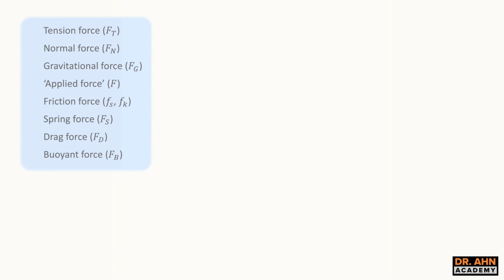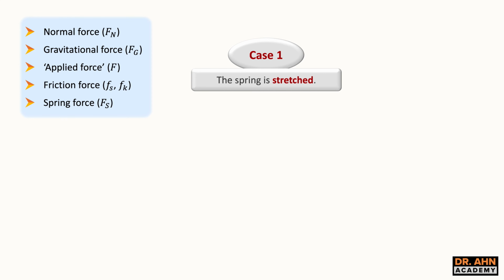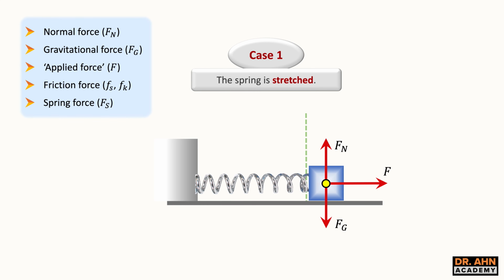All right, back to our main menu. Now we'll consider cases with springs. Case number 1. We have an object attached to a spring like this, and this dotted green line indicates the position of the object where the spring is neither stretched nor compressed. In other words, the spring is relaxed when the object is in that position. And we're going to pull the object to stretch the spring. Then the spring will exert a force in the opposite direction to get back to the relaxed position. And this is the completed free body diagram.